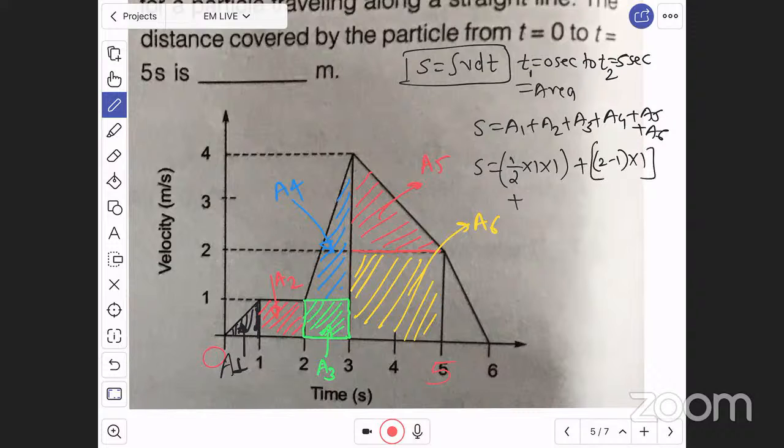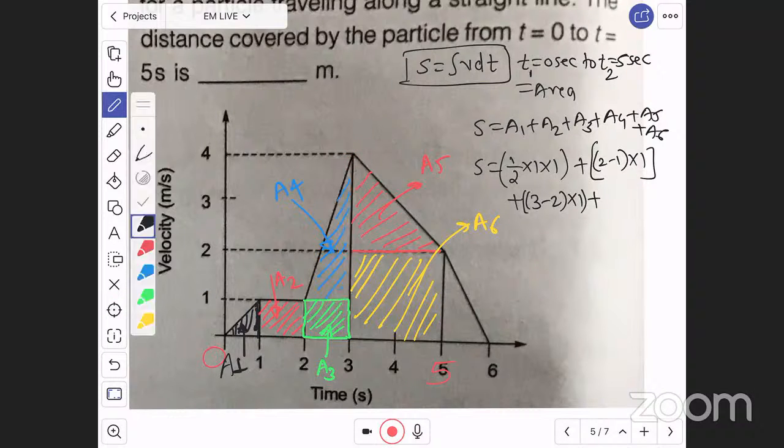We have to find A3. Now A3 is nothing but, see, again base into height, it is a rectangle. Therefore base into height, base is 3 minus 2, height is again 1. Here base is 3 minus 2 into 1 plus A4. See, for A4 it is a triangle of base 3 minus 2 and height 4 minus 1. Therefore for triangle area is 1/2, base is 3 minus 2, height is 4 minus 1.